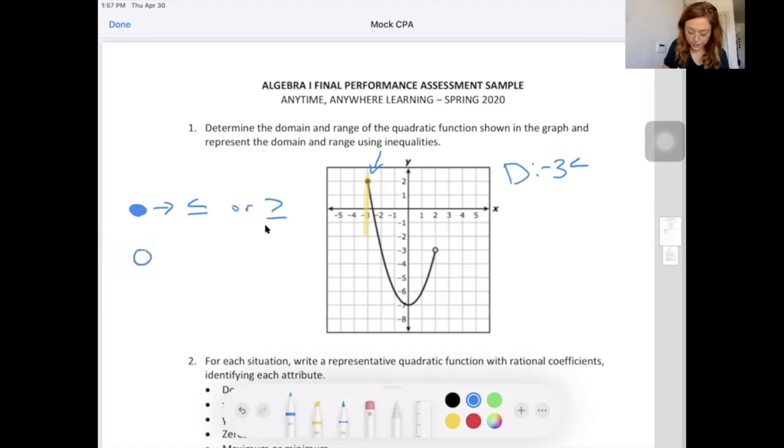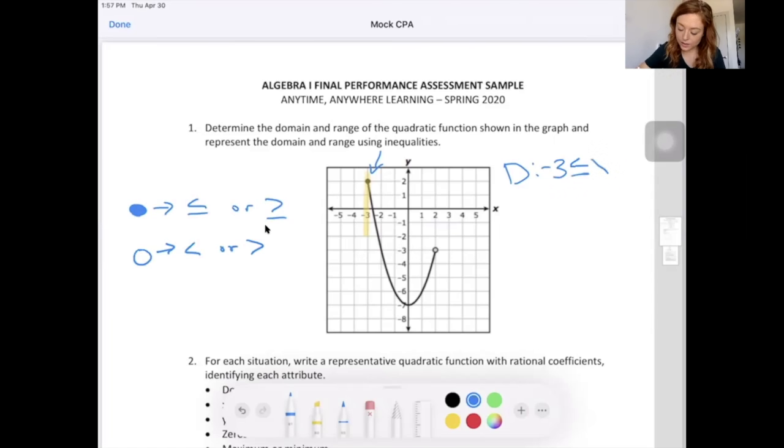And open circles do not. Okay, so we told you guys the domain and range: if you go from left to right and low to high, then it's always going to be a less than sign. And then it's a closed circle, so this one's going to be less than or equal to.